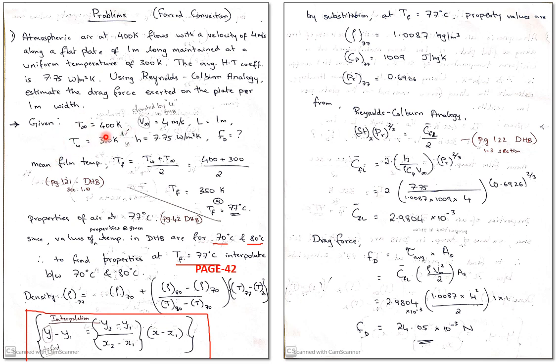Using Reynolds-Colburn analogy, estimate the drag force exerted on the plate per 1 meter width. What he has given: the infinity temperature of the fluid, that is T infinity, is 400 Kelvin. So V infinity. You can see in the data handbook where V infinity is replaced with U, so don't get confused. In all the further problems which I will be solving, I have used V infinity, but in the data handbook it is U. Remember this: 4 meters per second. The length of the plate he has given as 1 meter. The wall temperature he has given, that is the plate temperature, is 300 Kelvin. Now h is 7.75, and he is asking to find the drag force.